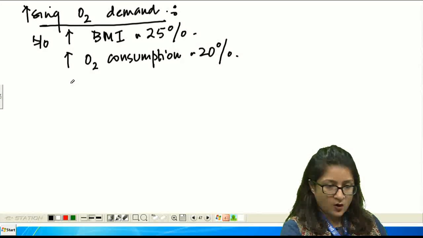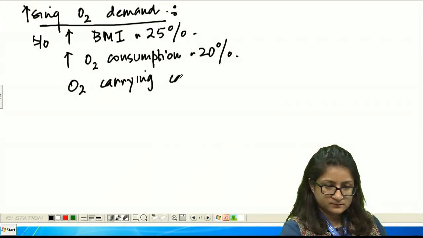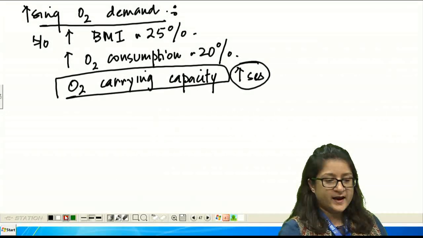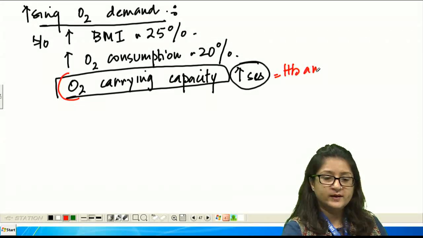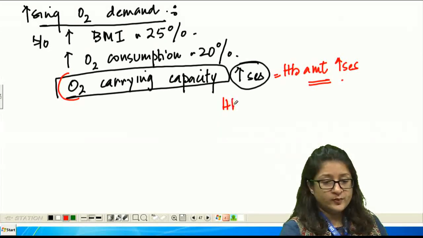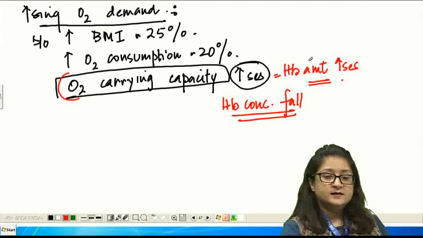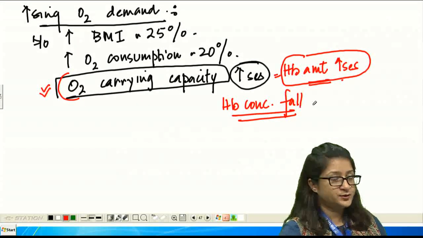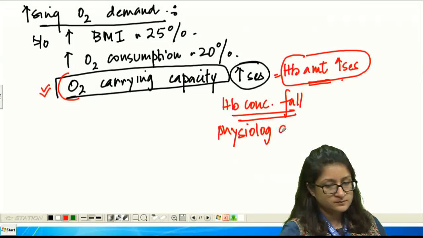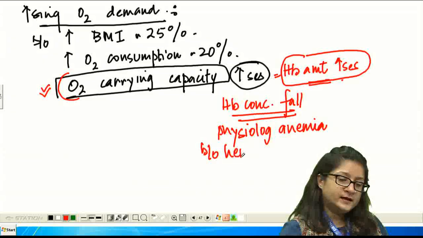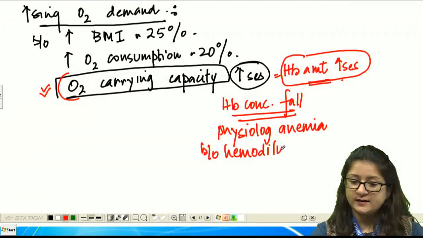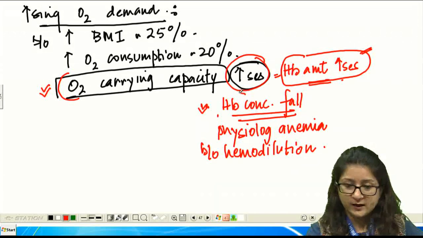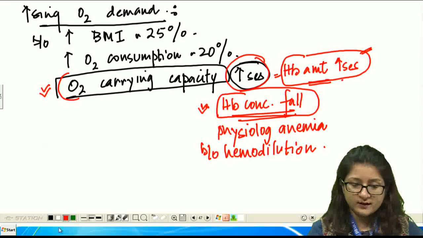And you have to remember that the oxygen carrying capacity also increases because the hemoglobin amount is increasing. However, the hemoglobin concentration is falling. The total hemoglobin amount is increasing, that is why the oxygen carrying capacity is increasing, but the hemoglobin concentration is falling. There is a physiological anemia because of hemodilution. So despite the increased oxygen capacity, despite the increased amount of hemoglobin, the hemoglobin concentration is falling. This is another important thing that you have to remember.